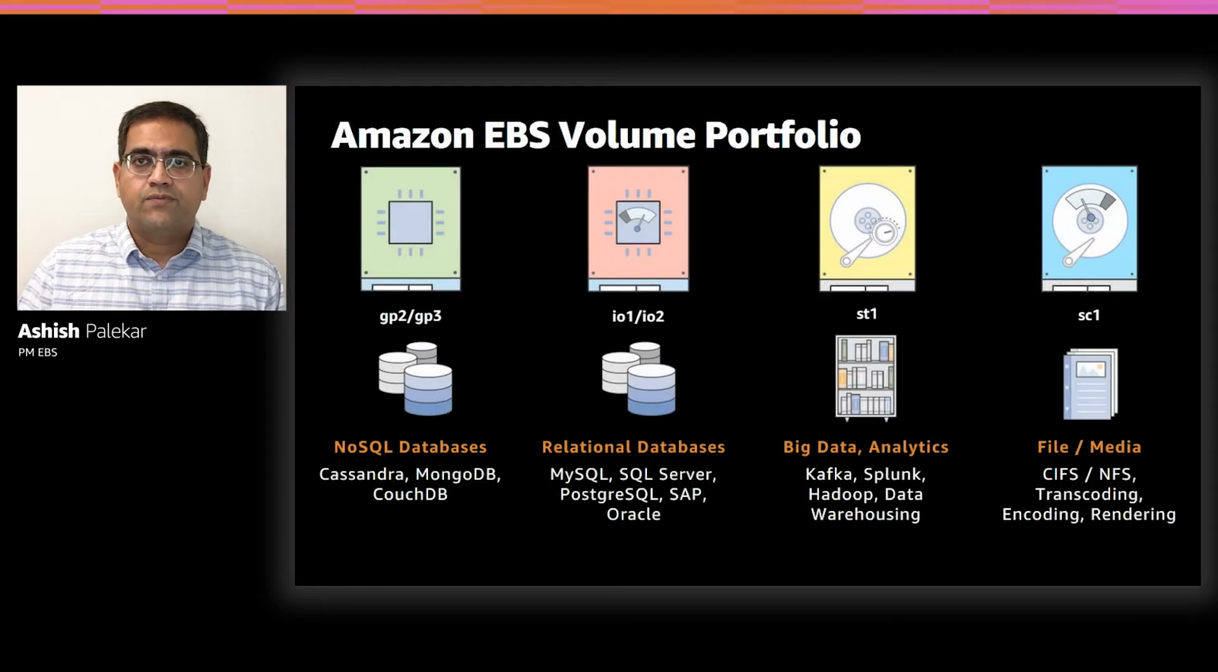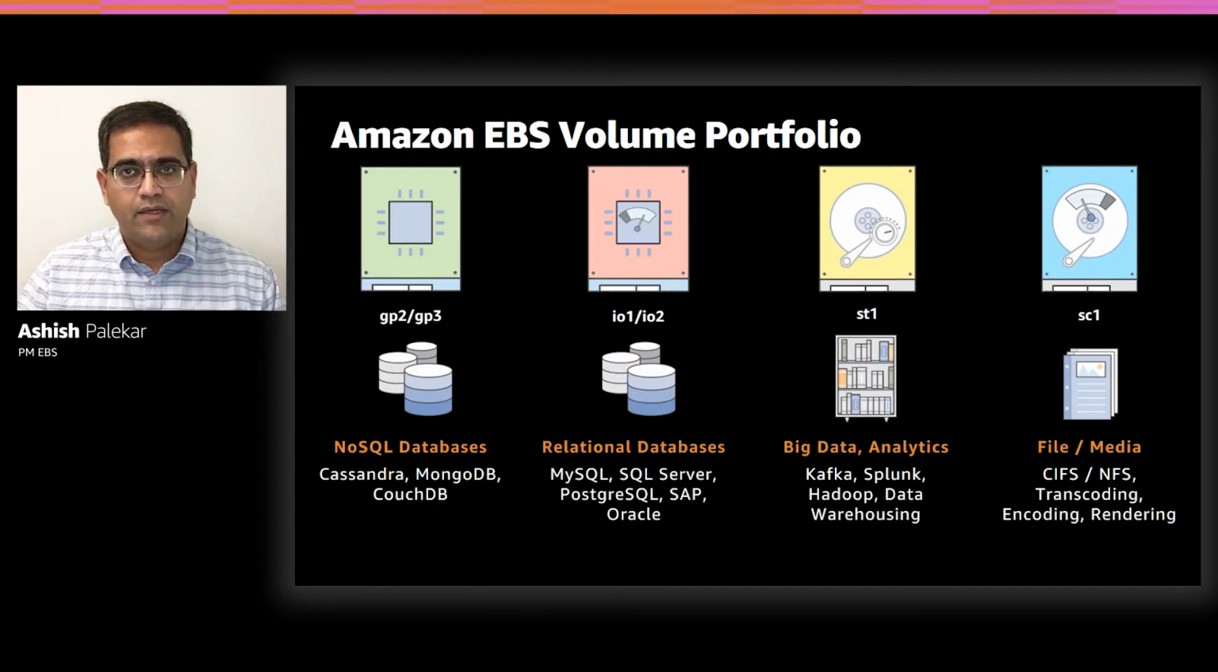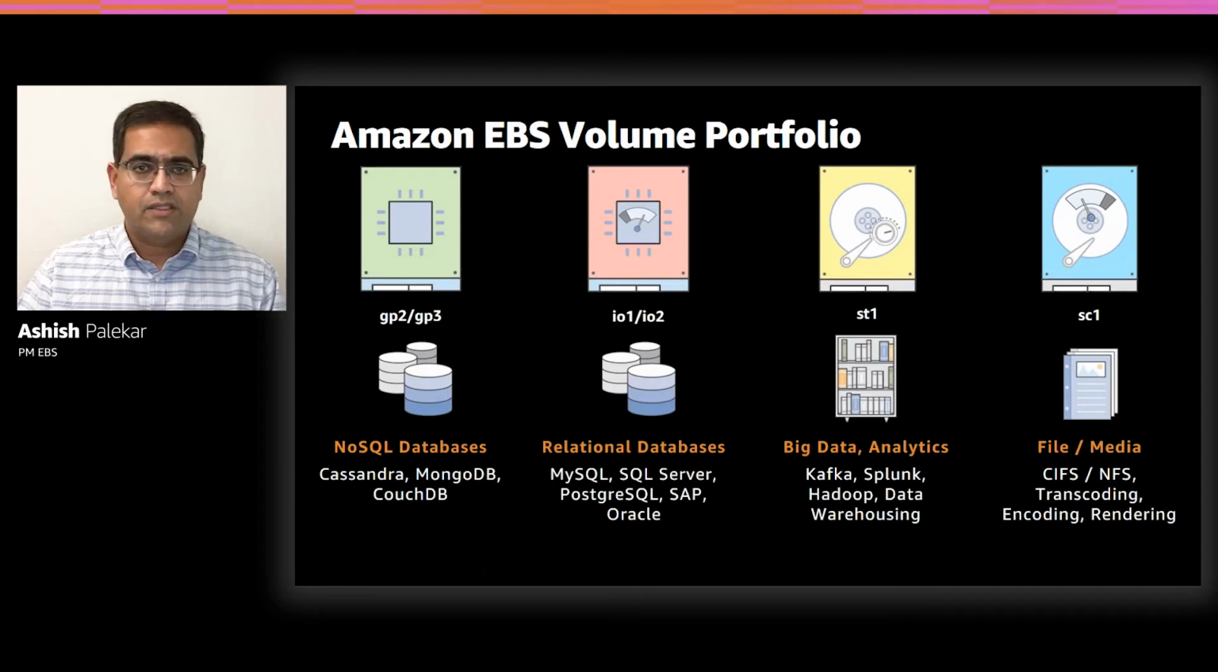And this is the EBS volume portfolio. We have GP2, GP3, we have IO2, IO1, we have ST1 and SC1. And as you can see, across these volume types, we support a wide array of workloads. From NoSQL databases, think Cassandra, MongoDB, CouchDB, to relational databases, think MySQL, SQL Server, SAP, Postgres, Oracle, to big data analytics, like Kafka, Splunk, data warehousing, and all the way to file and media for CIFS and NFS file storage, for transcoding, for encoding, for rendering.